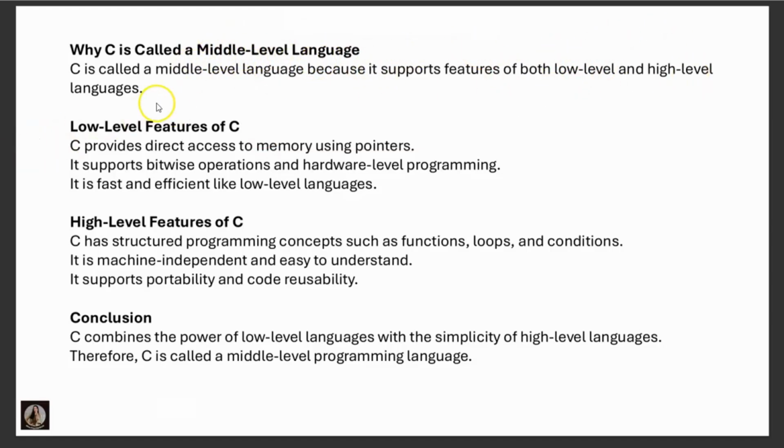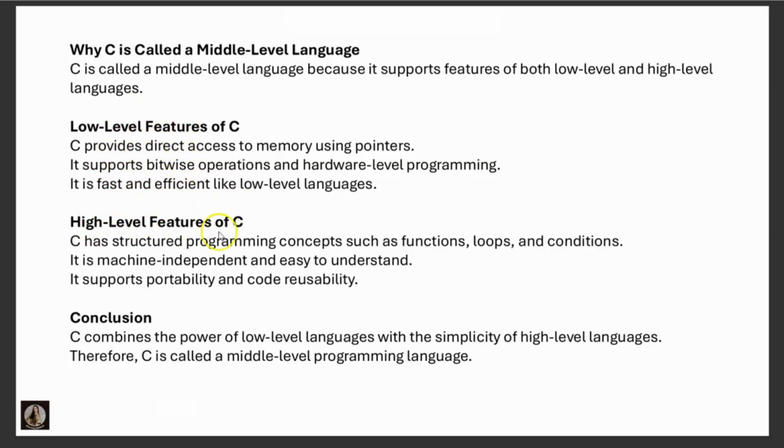Let us understand what is low level language and high level language. Low level features of C: C provides direct access to memory using pointers. By using pointers, I can easily access the memory. It supports bitwise operations and hardware level programming as well, which is part of low level language. It is fast and efficient like low level languages.